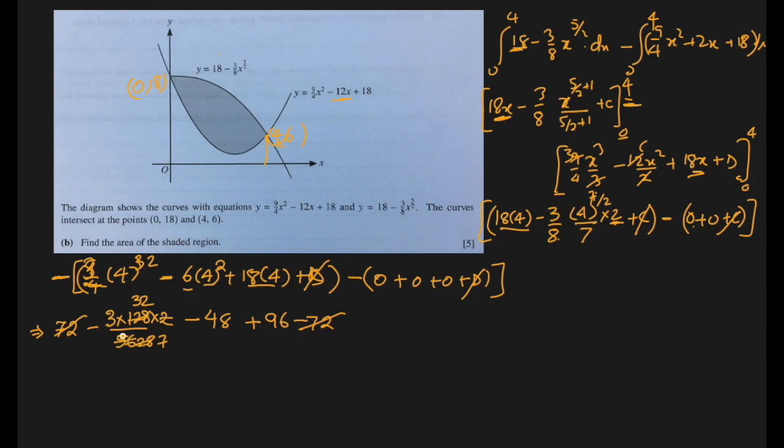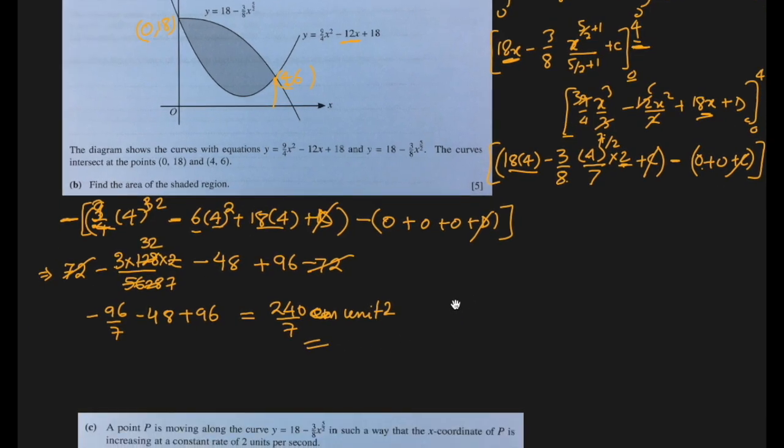Okay. Is it minus 96? No. It is minus 96 over 7 minus 48 plus 96. Just put this in a calculator and you are going to get 240 over 7 units square. They have not specified if we have to convert to decimals or what. So let's leave it like this. Okay. What about the next one?